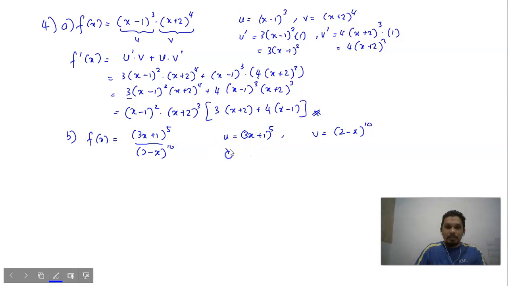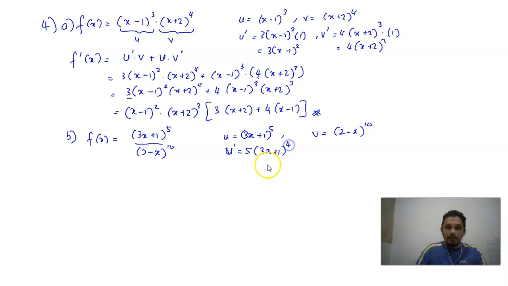Then u prime equal to 5 times (3x plus 1) to the power of 4, and don't forget we need to differentiate the function inside. Differentiate 3x plus 1, multiply with 3. It is equal now to 5 times 3, 15, (3x plus 1) to the power of 4.